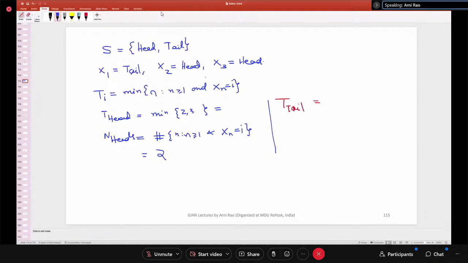As I'm working on the screen, you also please work along with me. So T tail, let us understand again T tail. T of tail is again the minimum of N. So first minimum of N, tail occurred only once. So T tail equal to 1. And N tail also 1, only once it occurred. T tail occurred at 1, and that's a minimum. So these two are examples of how to compute the T and N.